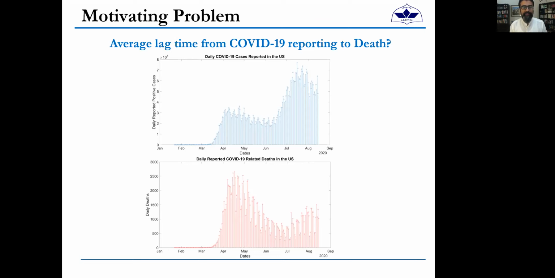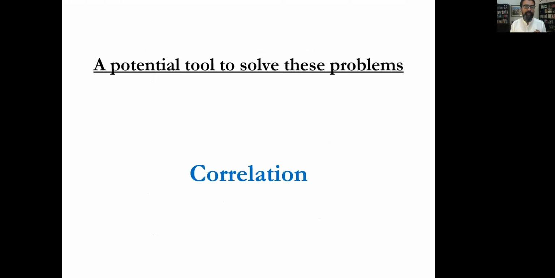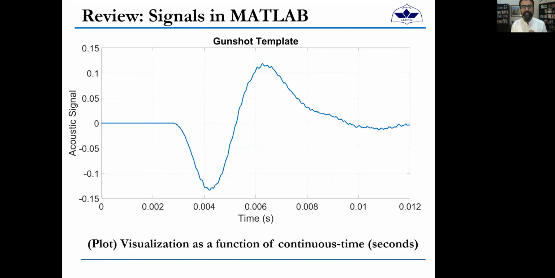Okay, so these are the motivating problems. What is the potential tool for this? The potential tool for this is correlation, right? What is correlation? Let's just briefly talk about that. Before I go there, I will give you a quick review of signals in MATLAB.